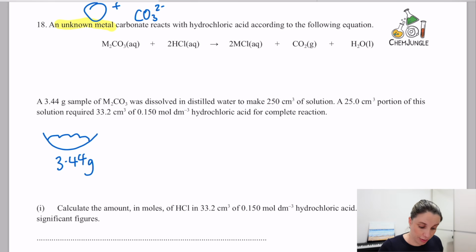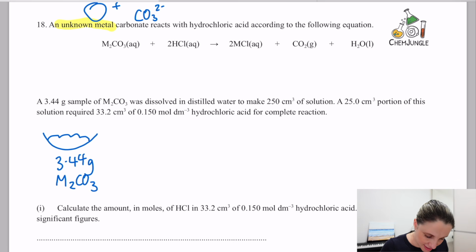So they told us we've got 3.44 grams of our mystery M2CO3. I don't know anything about that. I don't know its formula mass. So there's no way I can do anything with that mass because I don't know what the M stands for. Like, there's no element for it. I don't know what it is yet.